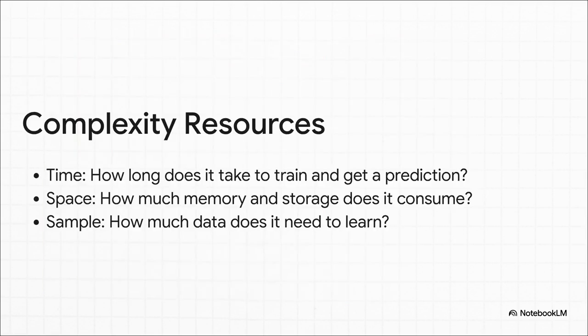So how do we measure this complexity? Well, it usually comes down to 3 key resources. First, there's time. How long does it actually take to train this thing and then get a prediction out of it? Then there's space. How much memory and storage is it going to eat up? And finally, sample. How much data does it need just to learn in the first place? Every single project has to balance its hunger for accuracy against these hard, real-world limits.